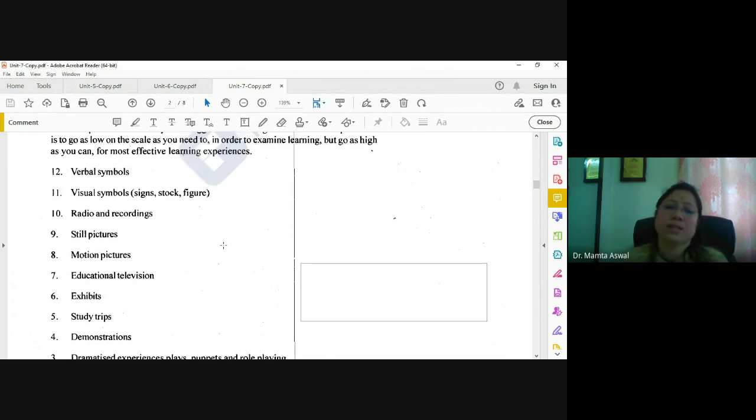The broadness of this particular Edgar Dale model is that the more the senses are involved, if the maximum senses are involved in a teaching-learning situation, the child remembers and retains more information. The learning retention increases. For example, if the child is only listening inside the classroom, and the lecture method is going on, what happens? The learning retention is less.